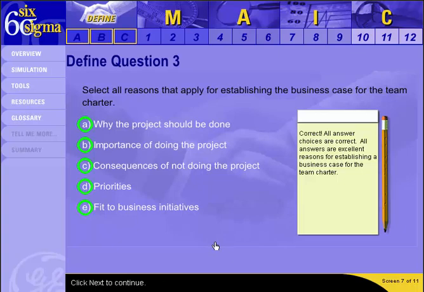Whoa, you're right. I'm impressed. All answer choices are correct. All 5 answers are excellent reasons for establishing a business case for the team charter.